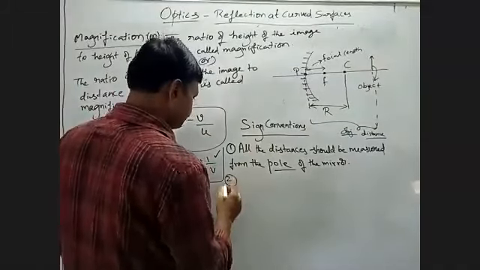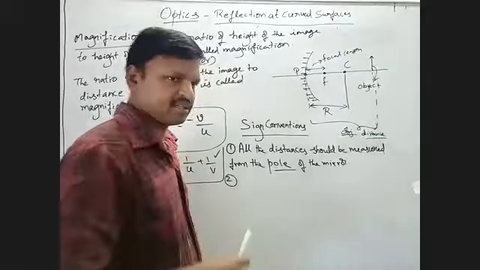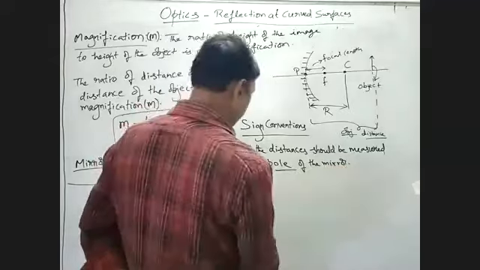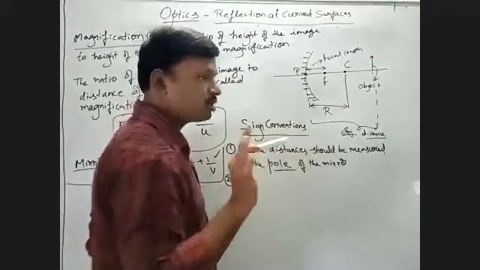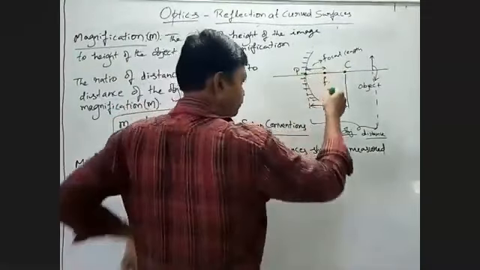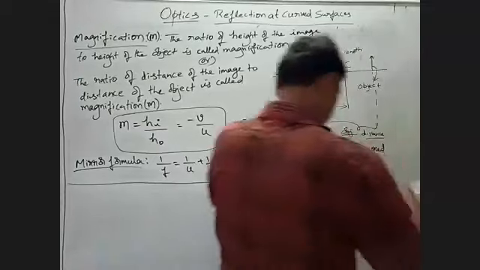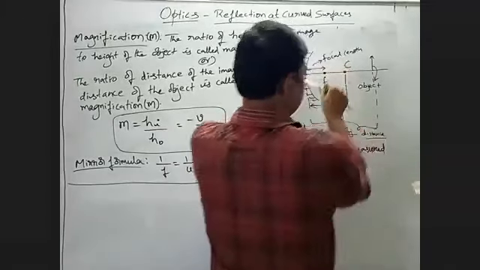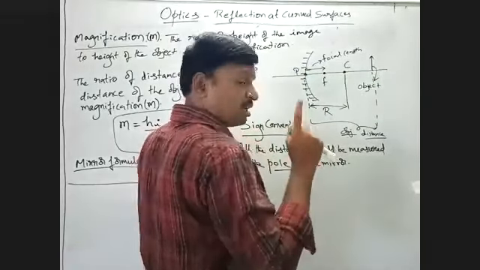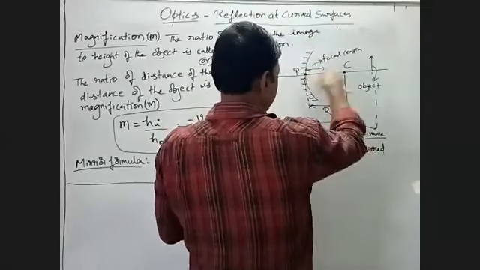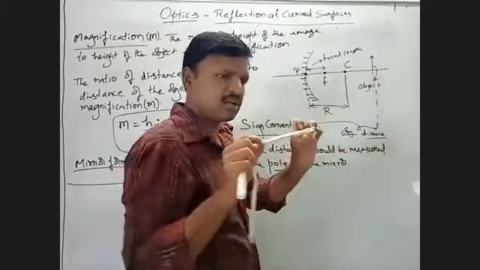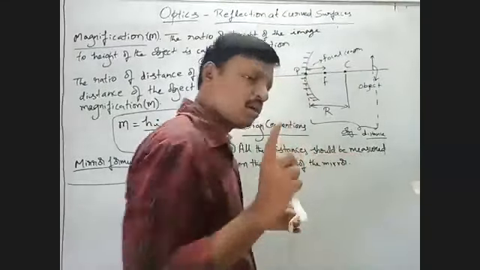Then the second one. Let me elaborate this. All the distances should be measured from the pole of the mirror. If you want to measure the focal length, it is from the pole to here. Then if you want to measure the radius of curvature, it is from point P to here. And then you want to find the object distance.